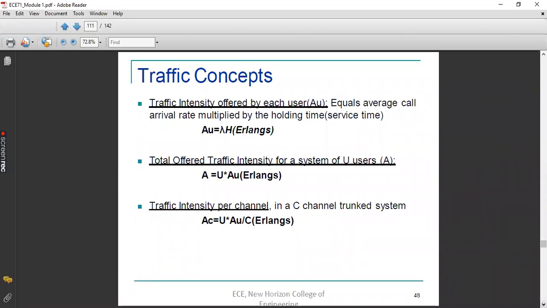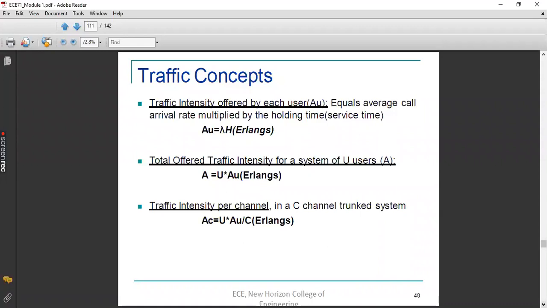Now, a few more definitions you have to learn, because you need the concept behind these definitions, and only then will you be able to do the numerical problems. The first concept is the traffic intensity offered by each user, A subscript U. It means traffic intensity per user.